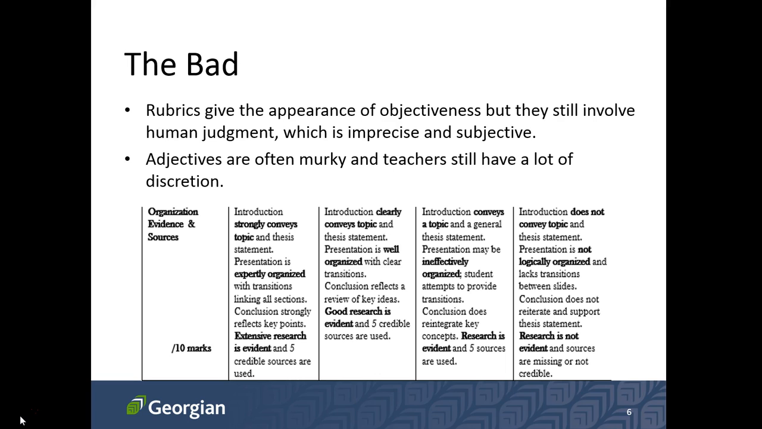For instance, this particular section of the rubric is for organization and evidence of sources, and the difference between strongly conveys the topic and clearly conveys the topic and conveys a topic and does not convey a topic. Some of those are very clear, but the difference between strongly and clearly is somewhat subjective. Similarly with expertly organized versus well organized. So it gives the appearance of objectiveness, but there still is room for the teacher to have some say in that, and that's not necessarily a bad thing either.